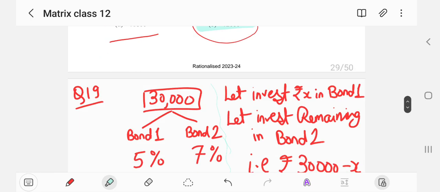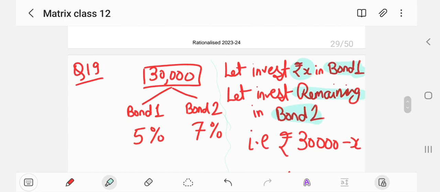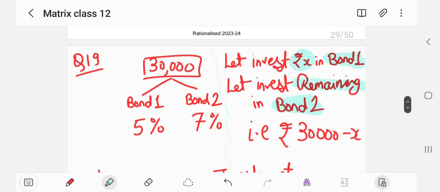So let's invest rupees X in bond 1 and invest the remaining rupees in bond 2. The remaining rupees will be 30,000 minus X, right? Because we have invested rupees X in bond 1, the remaining 30,000 minus X we invest in bond 2.